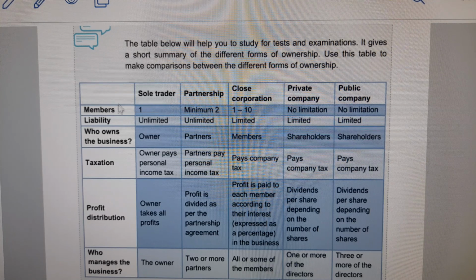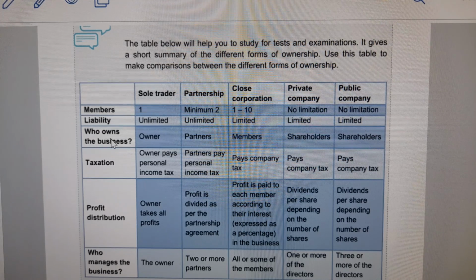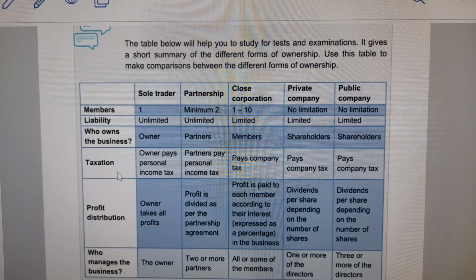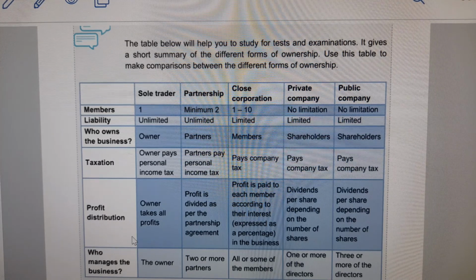But when you differentiate, it is important to describe this. Is it 7 items? 6 items each. Okay, you must say something about members, the liability, the ownership, the tax, the profit distribution, and who manages the business. So please study this table as well. It will help you to study for test and examination, and as we practice, I'm going to expect you to know how to do this. Okay, all the best.